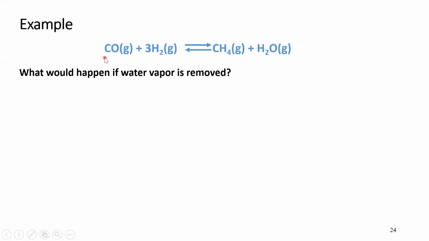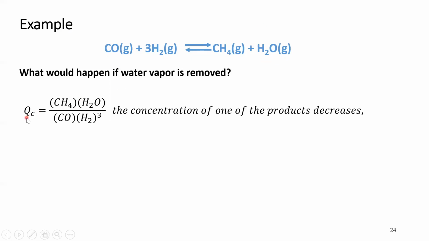So let's say we have a new system and it's at equilibrium and we remove some water vapor. Now there's no numbers involved with this one. Let's just think about it this time.